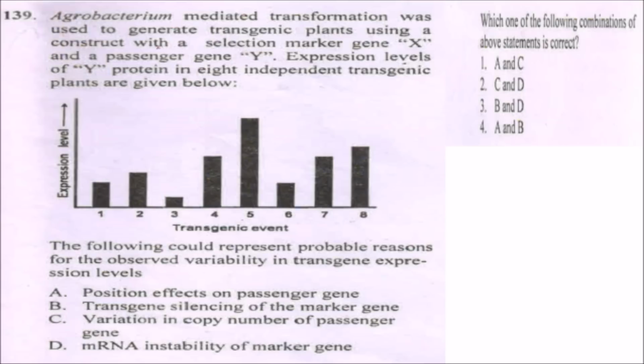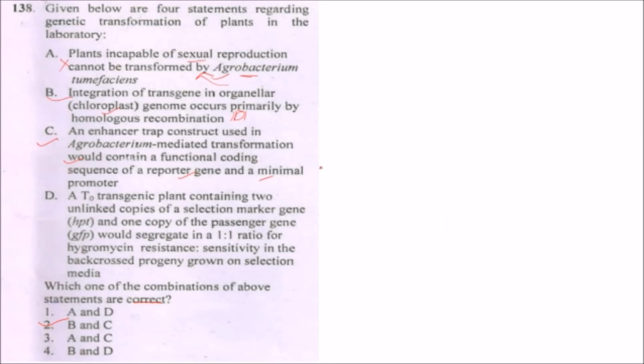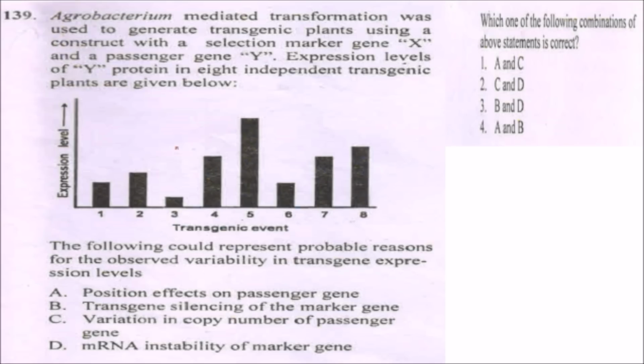Agrobacterium-mediated transformation was used to generate transgenic plants using a construct with the selection marker gene X and a passenger gene Y. The expression level of Y protein in 8 independent transgenic plants is given below, but it is showing various variations. So what can be the possibility for the variations? The previous question also indicated that the reporter gene and minimal promoter should be there, which is a characteristic of agrobacterium constructs. So it is somewhat linked here.